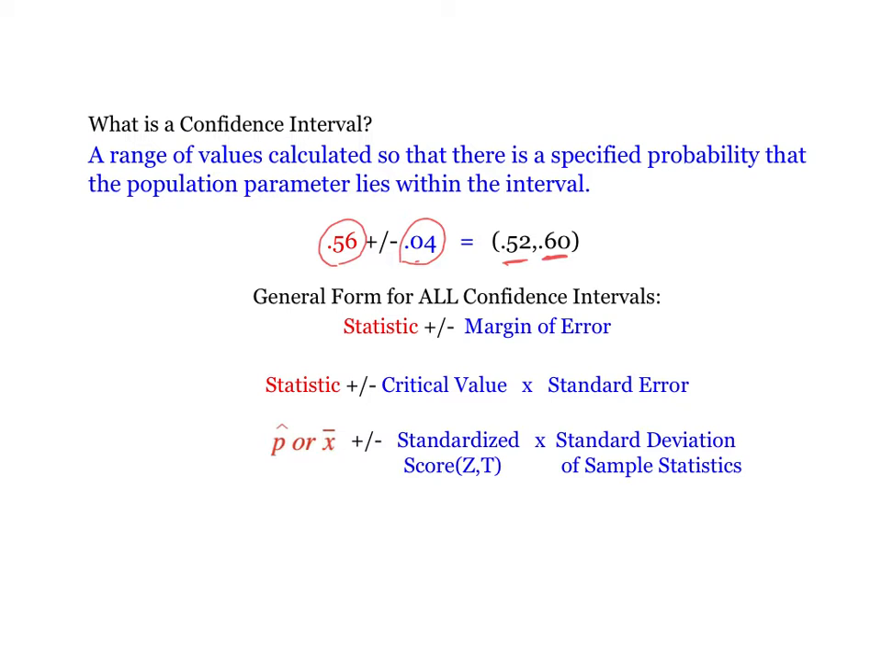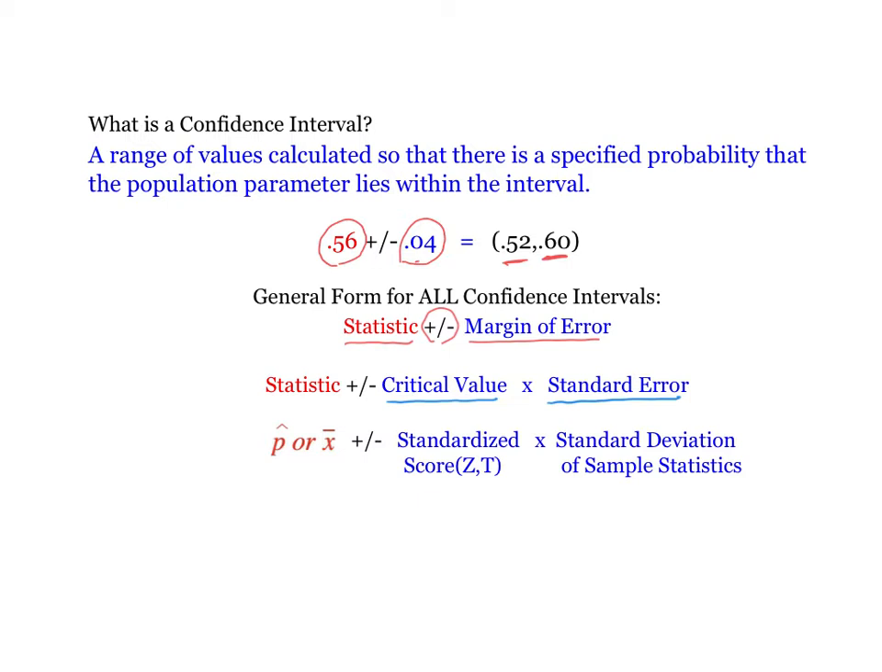The general form for all confidence intervals, no matter what topic we're covering, is we will take a statistic, and then we will add or subtract what's called the margin of error. So the statistic could be a sample mean, it could be a sample proportion, it could be a slope. We're going to get to that later. Remember, the statistic comes from a sample. And the margin of error, we get that from a couple places. The margin of error comes from the product of the critical value times what we call the standard error.